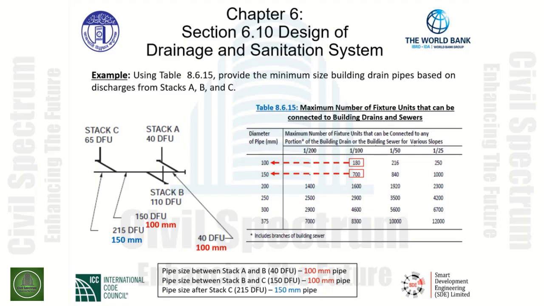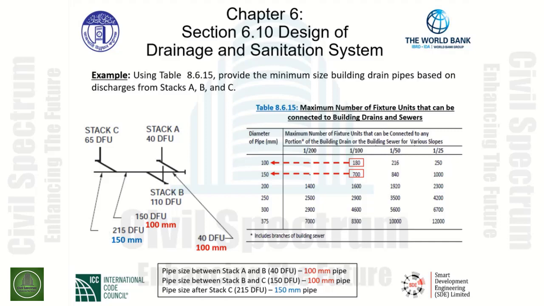fixture units. Moving further to the left, we pick up another 65 drainage fixture units and convey that horizontally at a load of 215 drainage fixture units on our building drain pipe system. So let's start at stack A, 40 drainage fixture units. We come into the table as indicated on the right-hand side.